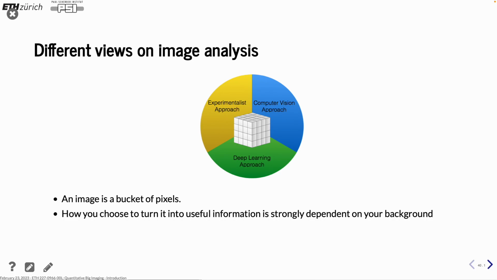Next part is looking at different views on image analysis. In principle, an image is a bucket of pixels, and how you choose to treat it depends on what your background is. Here you can see that you have the experimentalist, a computer vision approach, and a deep learning approach. Depending on your background, you would probably also analyze the images differently.